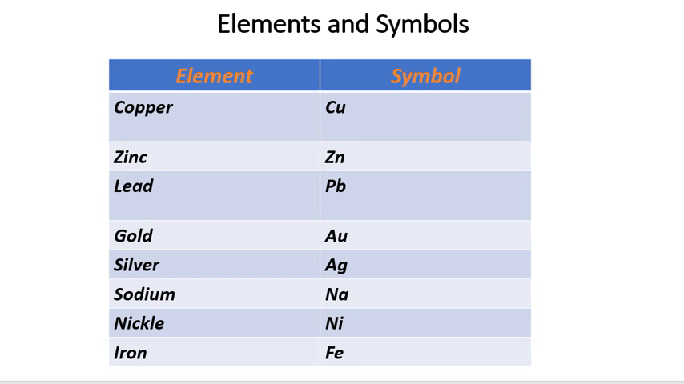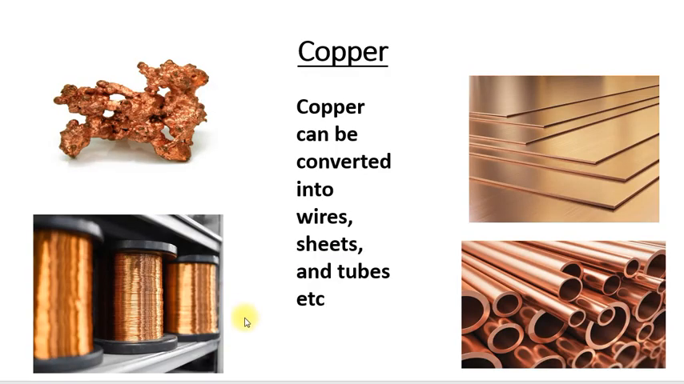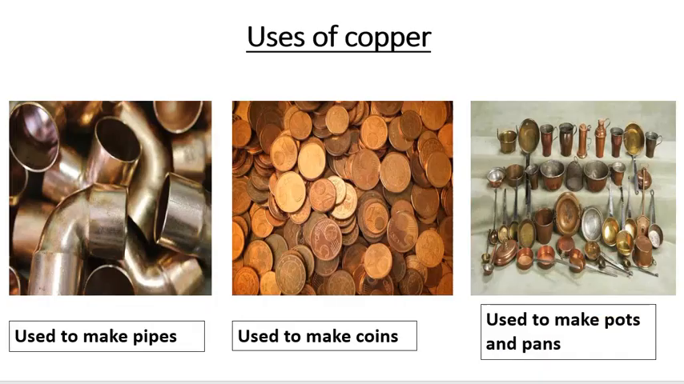There are so many other elements having different symbols, but in your book they are enough to learn. So here is the copper. This is the original form of the copper. Copper can be converted into wires, sheets and tubes. Sheets, wires and tubes, you can see over here. Copper is a metal and it is a good conductor of heat and electricity. We use copper in our daily life.